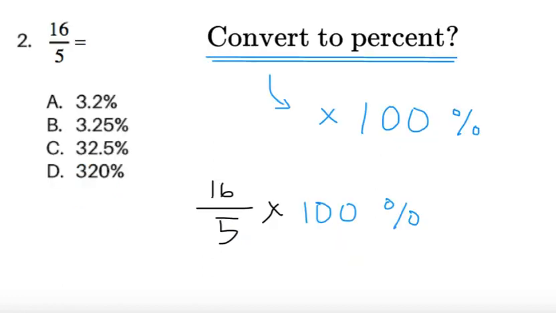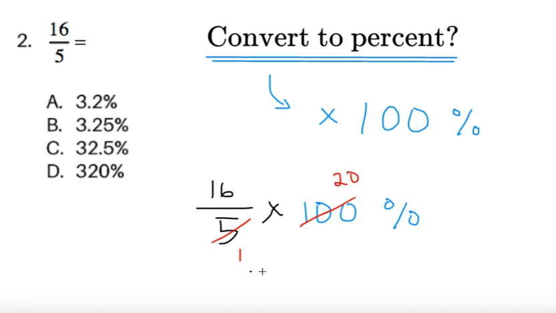For the next item, 16 over 5 equals, and then we have 4 choices here, all of which are in percent, so we are trying to convert to percent. We follow the rule that we generally multiply by 100%. So 16 over 5 times 100%, we can use cancellations, so 5 and 100 can cancel. They both have a common factor of 5. So 5 divided by 5 is 1. The 100 divided by 5 gives us 20.